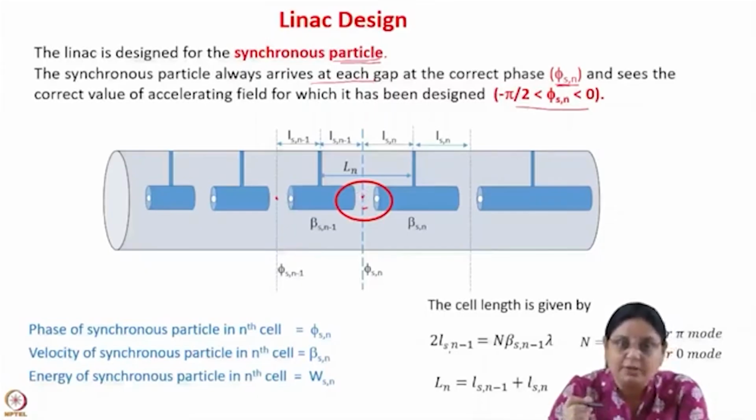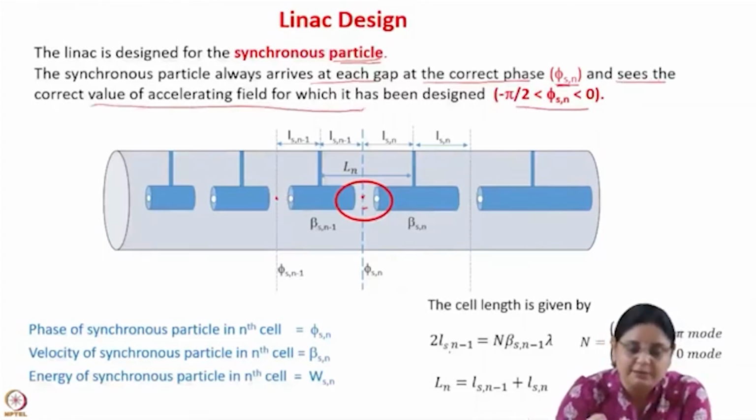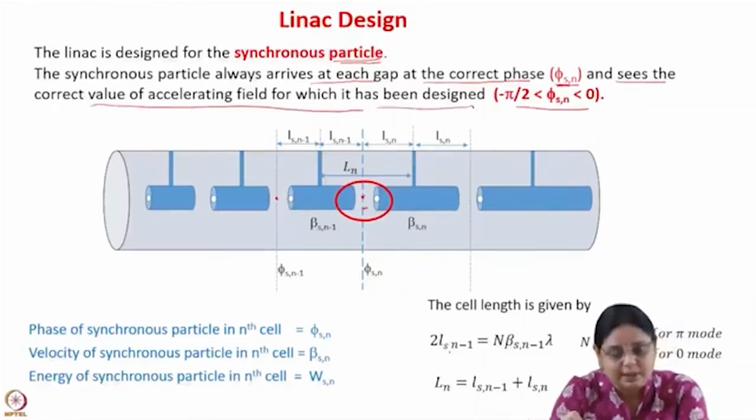So depending on whether it's a 0 mode structure or a pi mode structure, it will take time t or t by 2 to travel from the n minus 1th gap to the nth gap. So it always arrives at each gap at the correct phase and sees the correct value of the accelerating field for which it has been designed. So let's say we have a particle which is a synchronous particle.